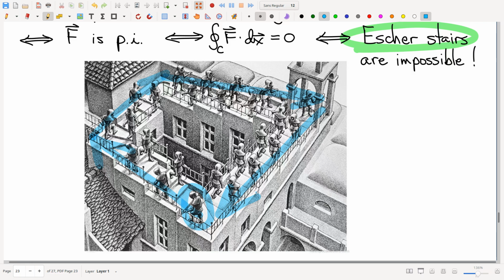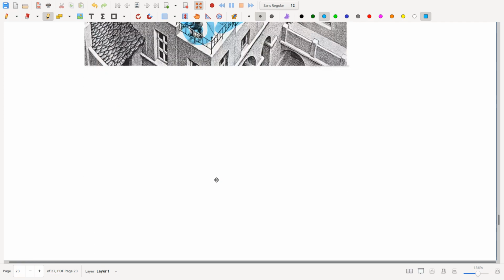Not possible. Total altitude gain on a closed loop, of course, has to be 0. So what we have here then is a kind of a mathematical debunking of what's sort of obviously an illusion in this art. Does that make sense to everybody? All right. Moving along.